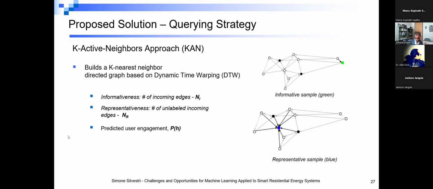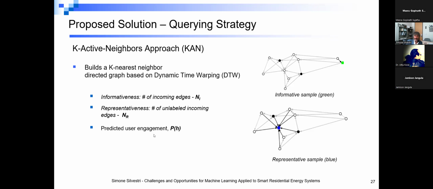So how do we do this? We design an approach which is based on K active neighbors, and each point in the examples that you can see here is basically a signature that comes from an appliance. For each of these, we consider the informativeness and representativeness. These are two metrics: one tells you how well you represent an unknown part of the inference space, and the other how similar you are to your neighbors, so basically how many neighbors you have. To calculate the distance between two electric signatures, we use dynamic time warping, which is a way of calculating the similarity between two time series that could potentially have different lengths.